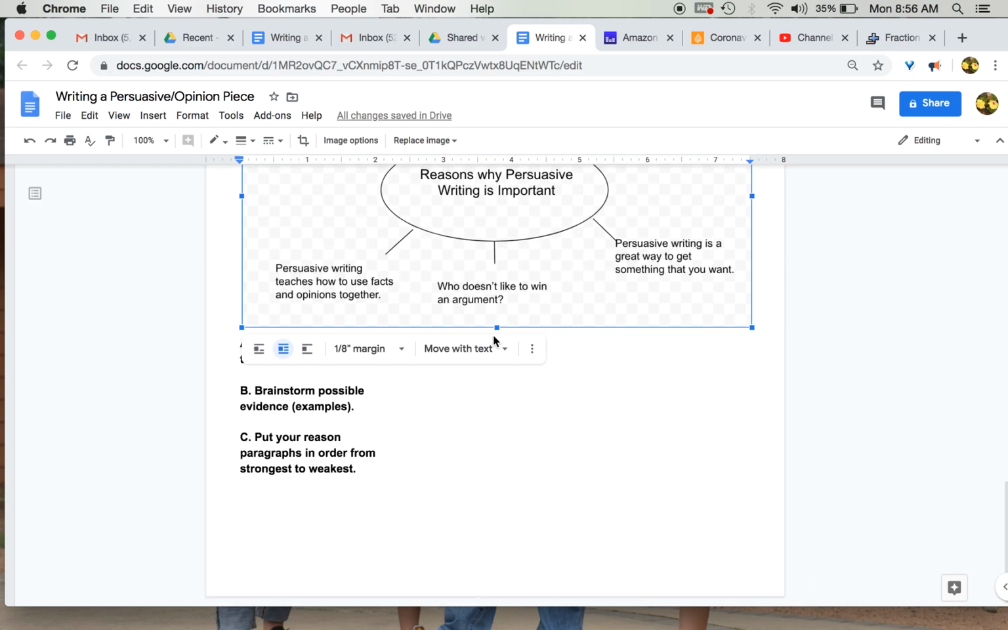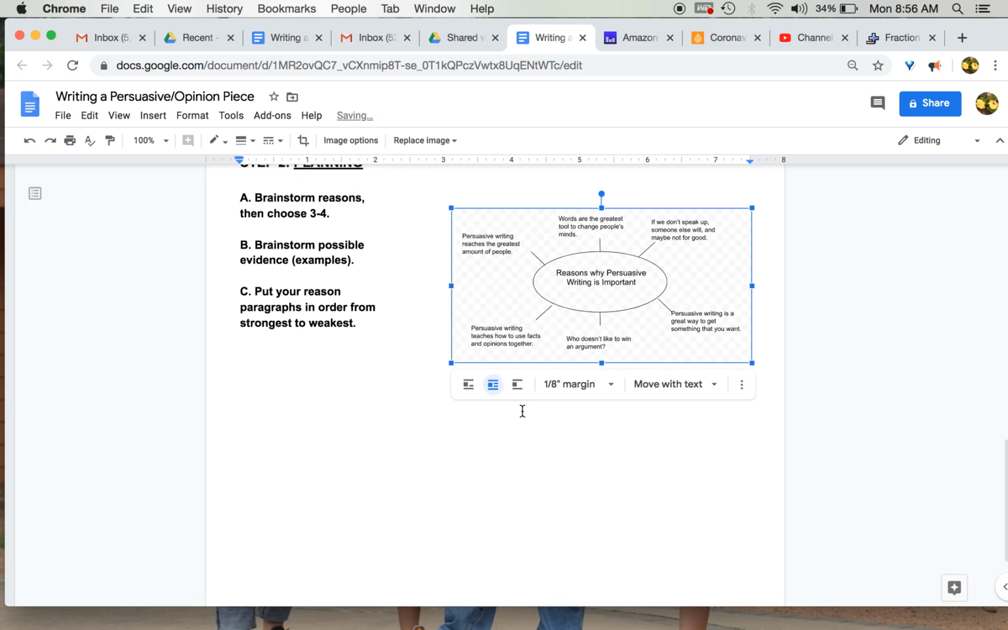Okay, so we're going to go ahead with the next section and actually start planning it out with our Oreo activity sheet.